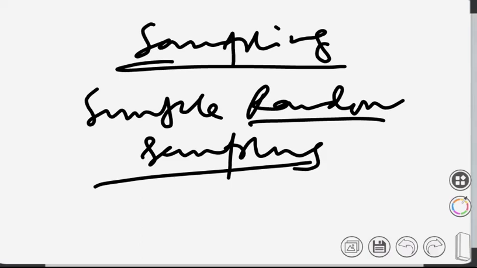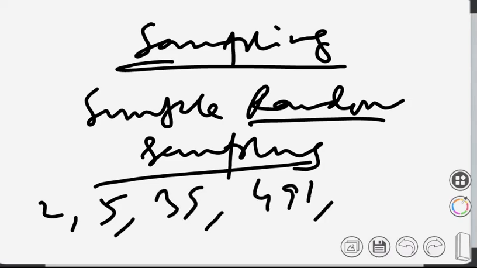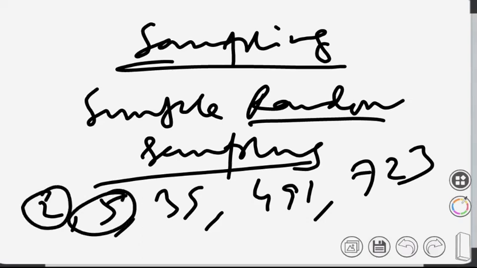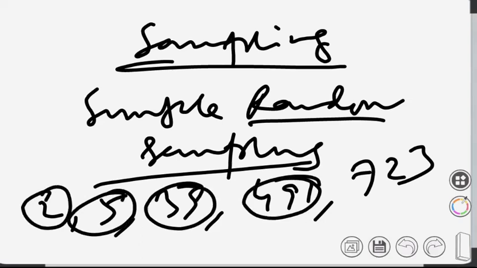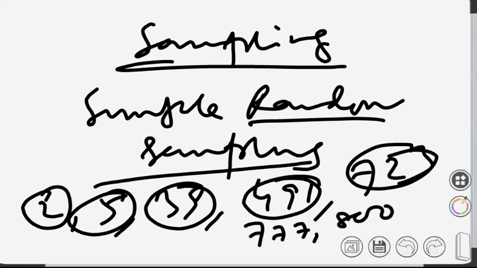So for random sampling, in the example that I was giving, from the 10,000 bottles the quality control inspector was choosing 100 bottles. Say maybe he has chosen the second, fifth, 35th, 491st, 723rd, like this. So the second bottle, fifth bottle, 35th bottle, 491st, 723rd, 777th, then 800th, then 957th, like that.